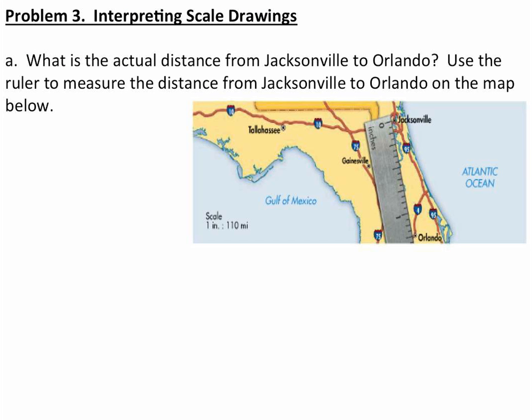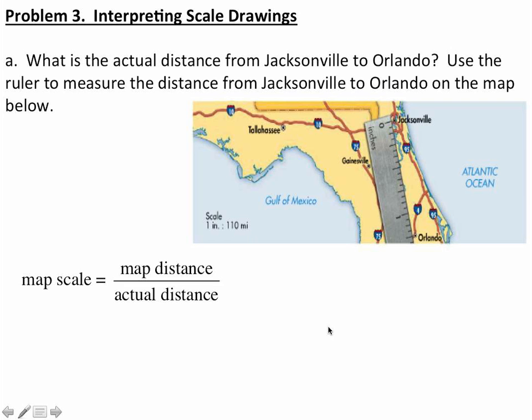So here's where you see a lot of that, with a map. What is the actual distance from Jacksonville to Orlando? Use the ruler to measure the distance from Jacksonville to Orlando on the map below. And then notice there's a scale right here: 1 inch is equal to 110 miles. From Jacksonville to Orlando is 1¼ inches, according to my ruler.